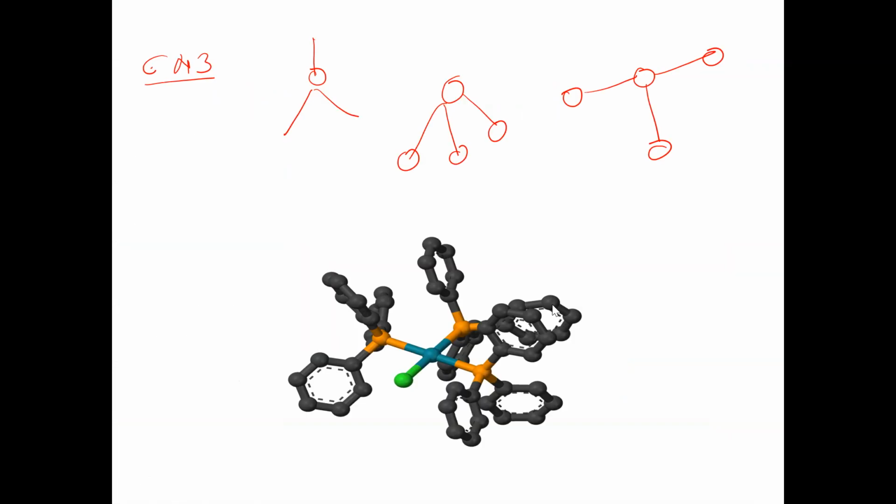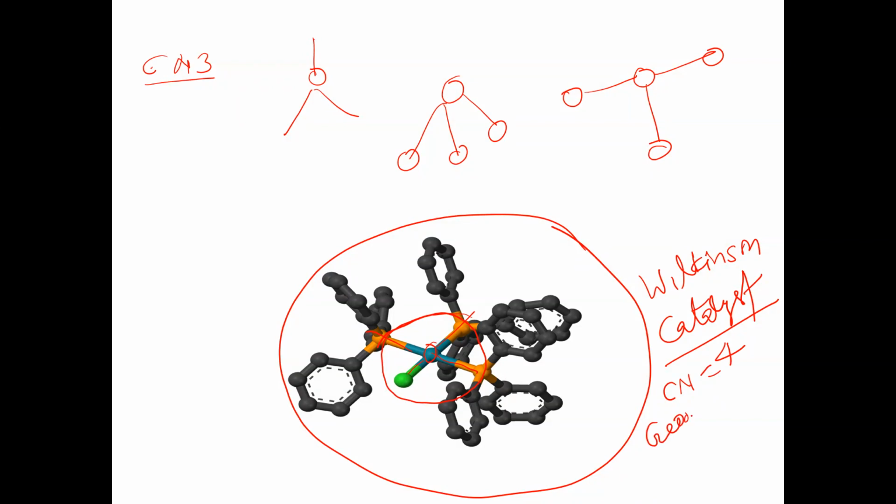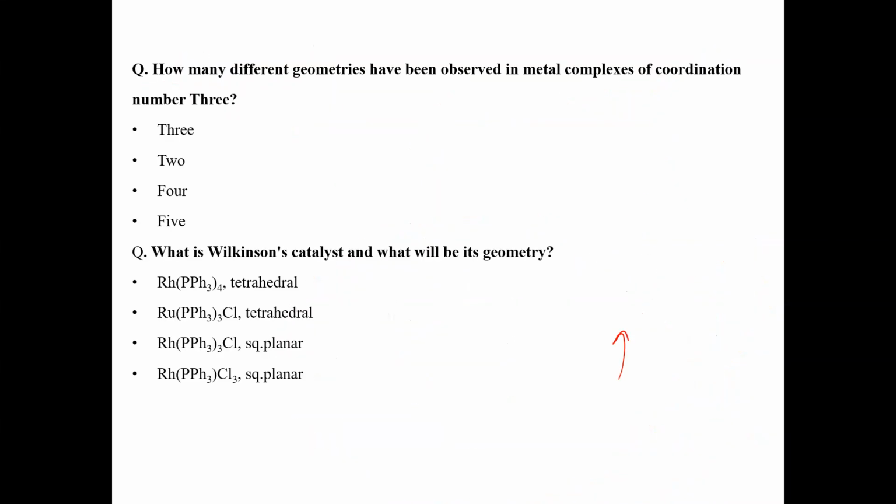So you can see this is the typical structure of Wilkinson catalyst. Here, this is the rhodium metal atom, this is chloride, and three triphenylphosphine molecules are attached. You can see this geometry is square planar. So this is Wilkinson catalyst, and the coordination number is 4. Geometry is square planar. And what is the metal? Rhodium. So identify: RhCl(PPh3)3, square planar. And the answer for the first one is 3.